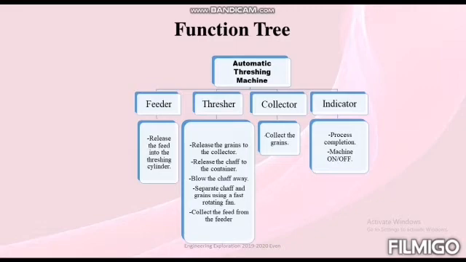The thresher releases the grains to the collector. It collects the feed from the feeder. It releases the chaff to the container and it separates chaff and grains using blades or rotating fans. Collector collects the grains. Indicator indicates the completion of process.